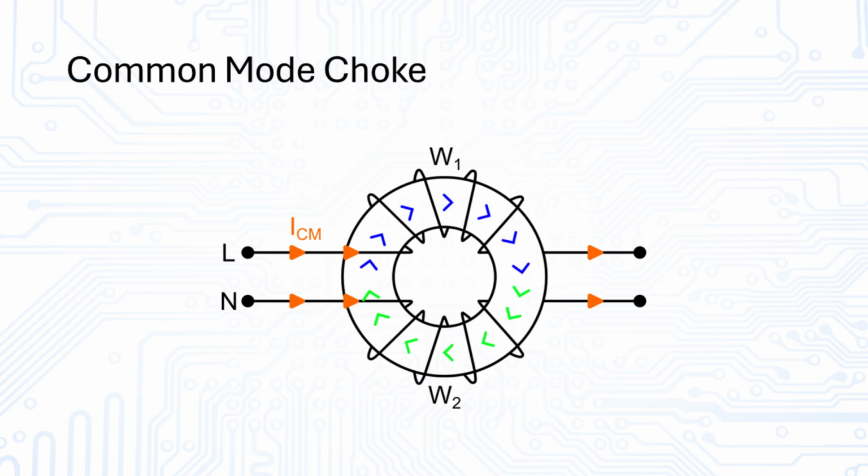Consequently, since the flux of the differential mode current cancels out, the core material must be dimensioned to avoid entering saturation solely for the common mode currents.